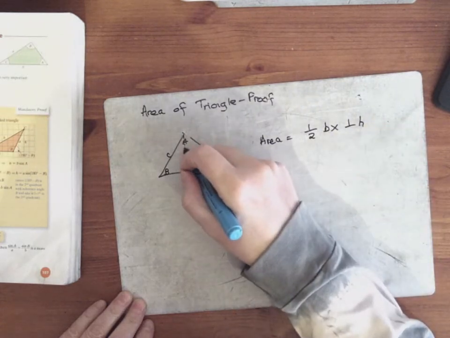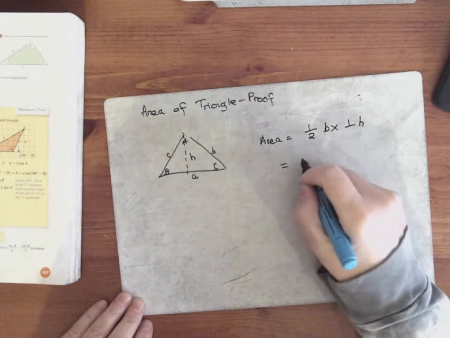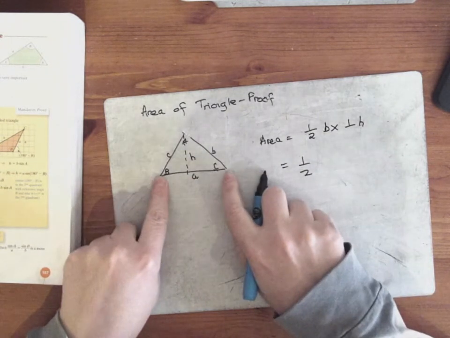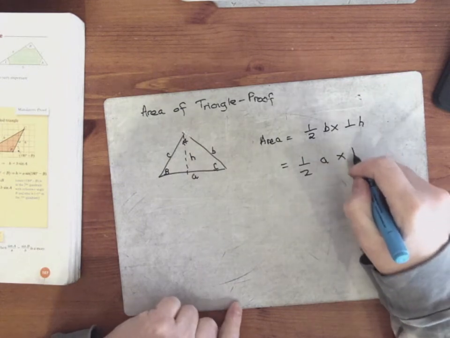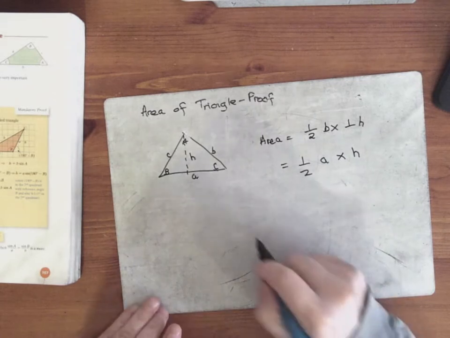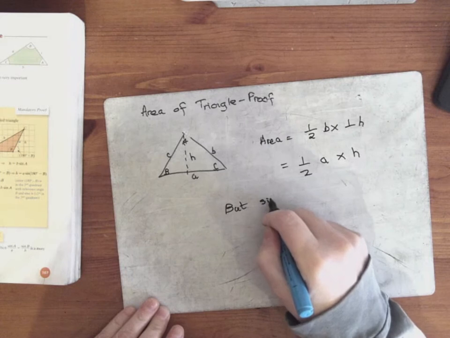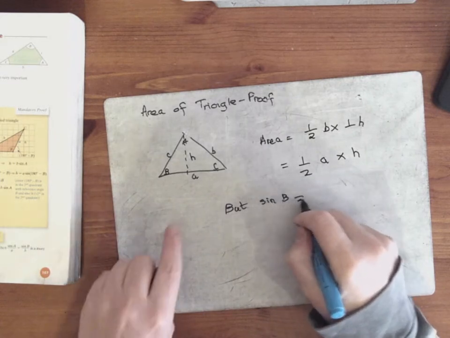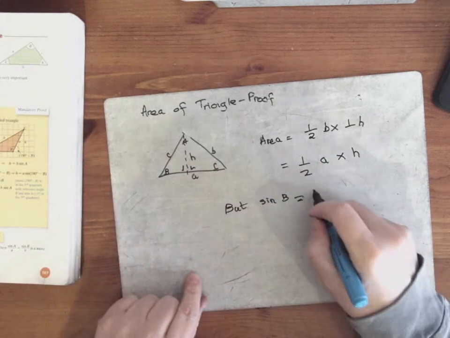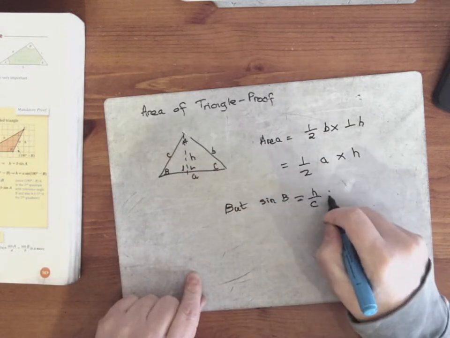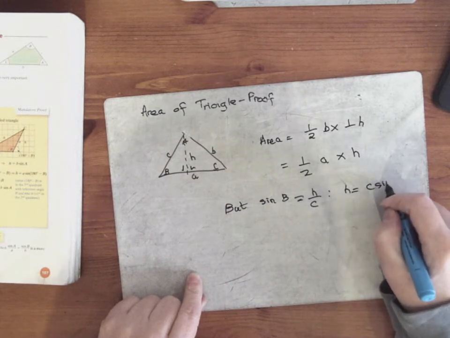So I'm going to draw in the perpendicular height and call it h. So the base is a, so it's a half of a multiplied by the perpendicular height, h. But sine of b, in this little right angle triangle here, sine of b is opposite over hypotenuse, which is h over c. So cross multiplying, you get h is equal to c sine b.